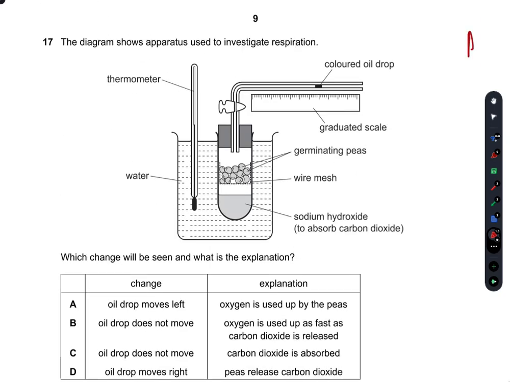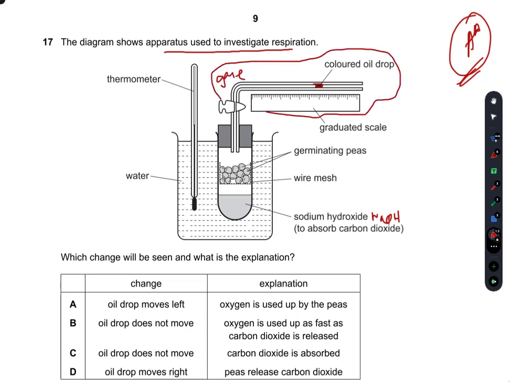This is again a tricky question. This is also an A star MCQ. So the diagram shows apparatus used to investigate respiration. First of all, if we look at this apparatus, this is the water here, this is the thermometer. So these are the germinating peas, and this is the wire mesh. This is NaOH, which is serving as a CO2 absorber. This is a colored oil drop, and this apparatus here symbolizes the movement of gases.